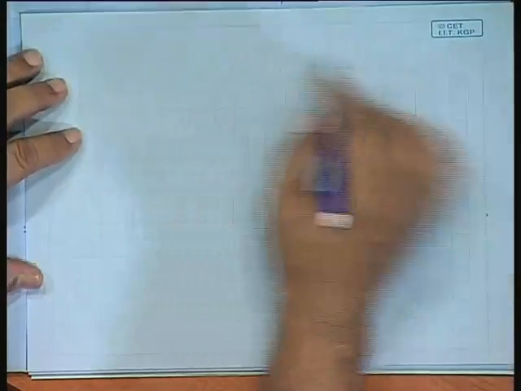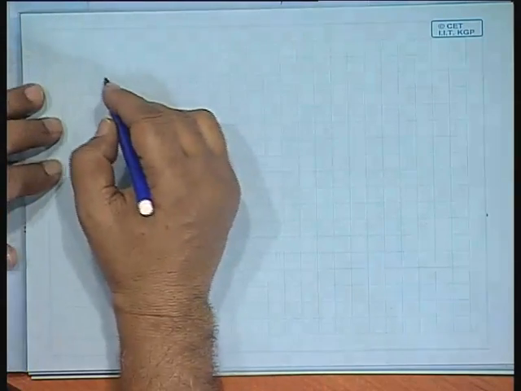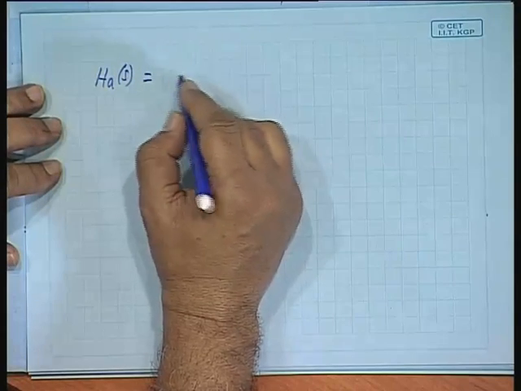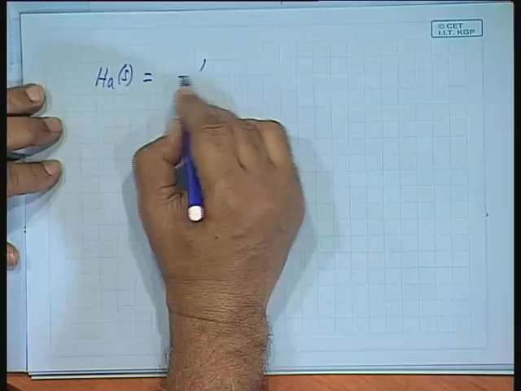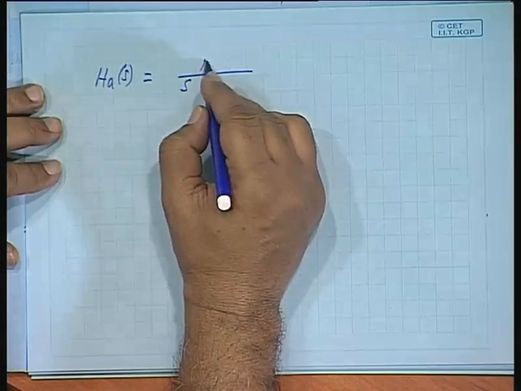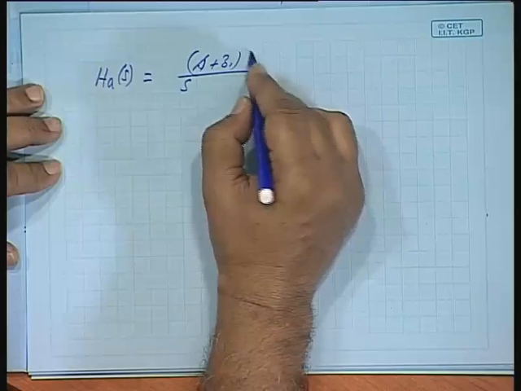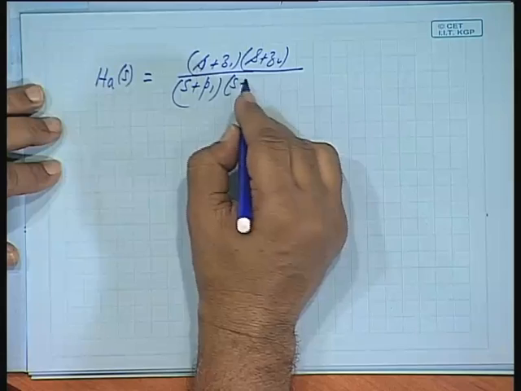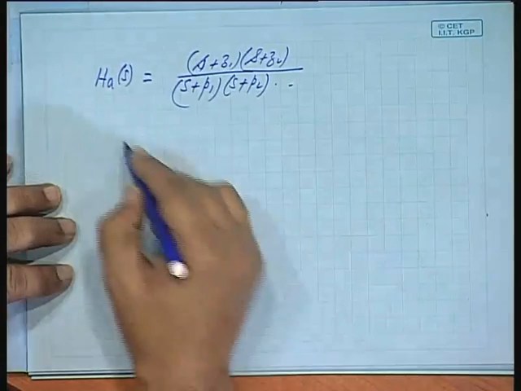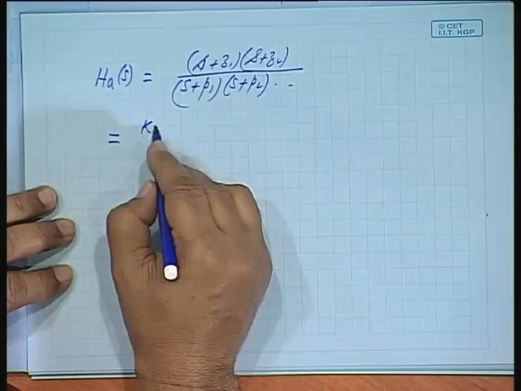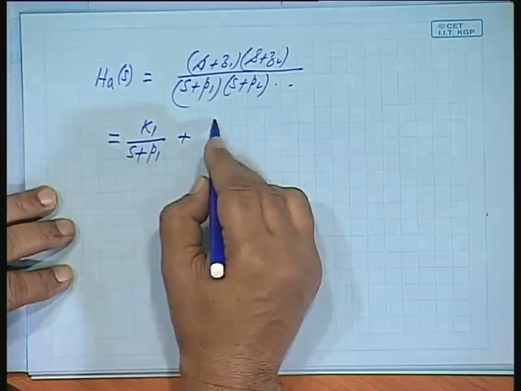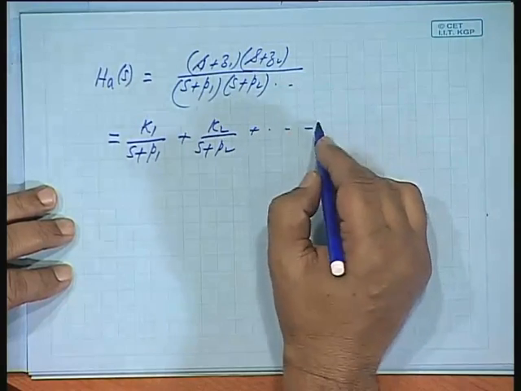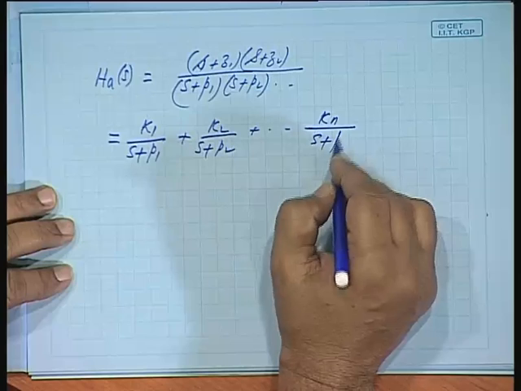Now let us see what this would look like. Suppose I have an H(s) equal to, these factors are 1 by (s plus z1) into (s plus z2), these are the zeros, and these are the poles, and so on. I can always write this as some K1 by (s plus p1) plus K2 by (s plus p2) and so on. Depending on the number of poles, I have say Kn by (s plus pn).